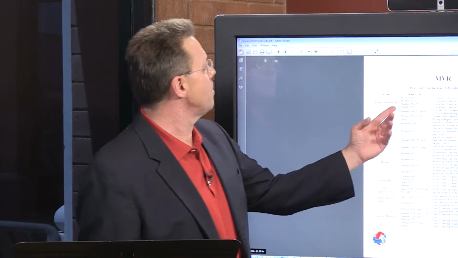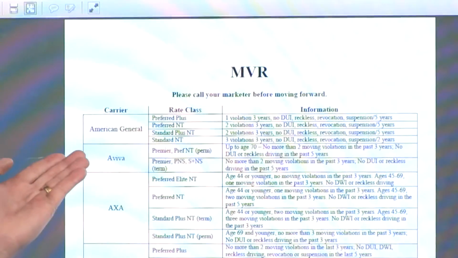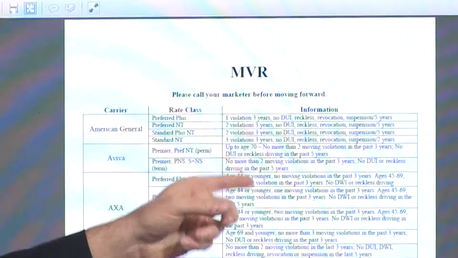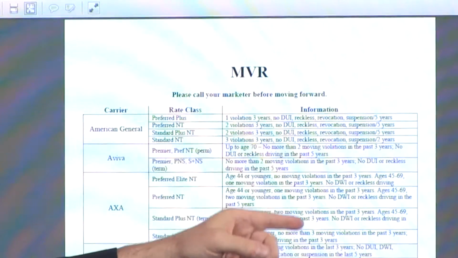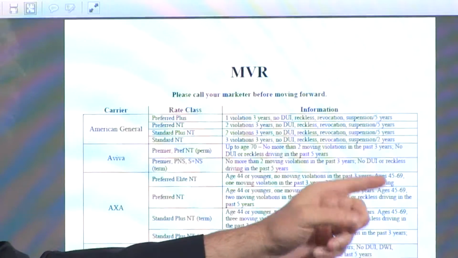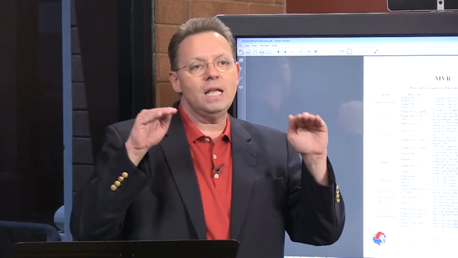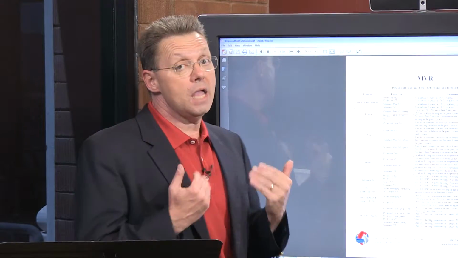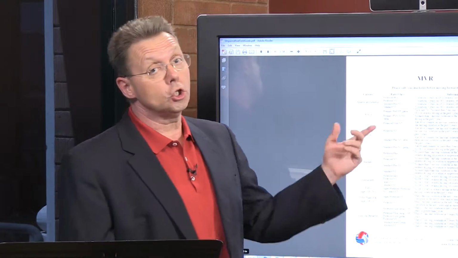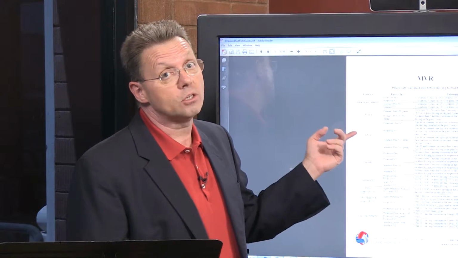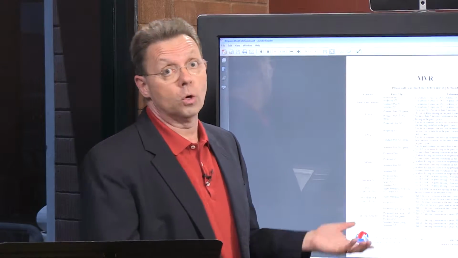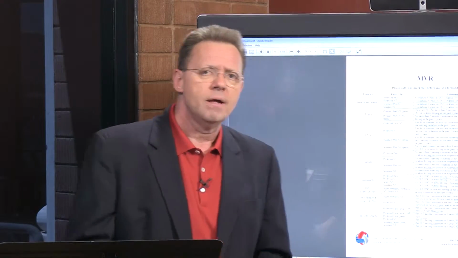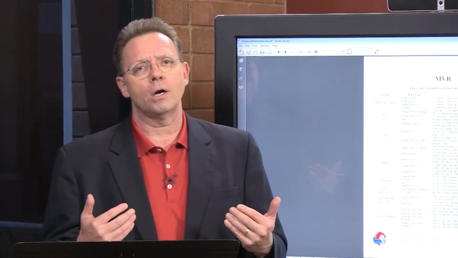So if I want to have a preferred plus, in this carrier's example, I need to have 1 violation in 3 years, no DUIs, no reckless, no revocation, no suspension for the last 5 years. If I have any of those, that could knock me out of the preferred plus class. So if the client doesn't tell me the truth, they're still going to scan the motor vehicle record for the state that they're domiciled in. Just a heads up, we're going to find out about it sooner or later. It's better to always answer honestly on the app than to omit something and then the underwriter's wondering, why did you omit it?